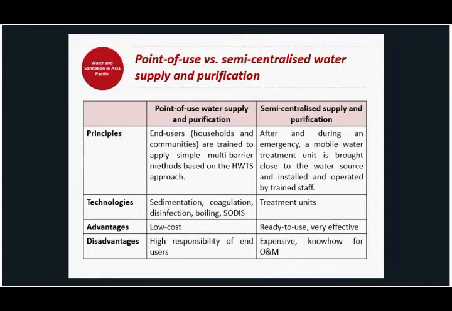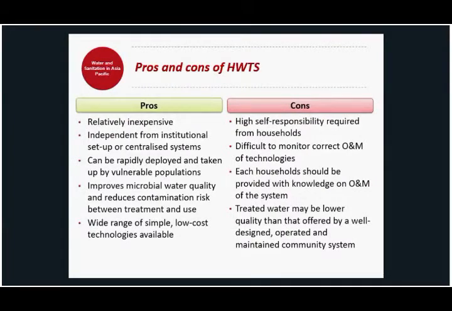And what are the pros and cons of point of use? As I mentioned before, household water treatment is relatively inexpensive and independent from a centralized system, which means that we can reach more dispersed communities, and it can be rapidly deployed. It improves microbial water quality and reduces contamination risks between treatment and use. It has a wide range of simple low-cost technologies.